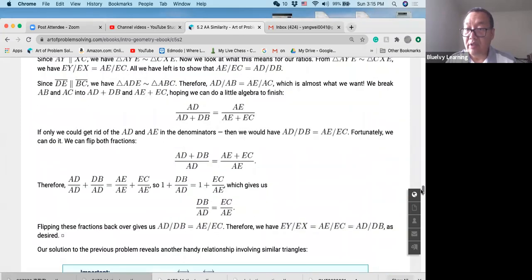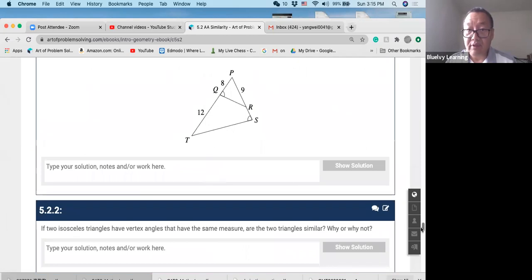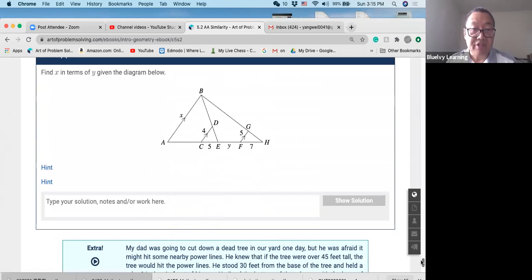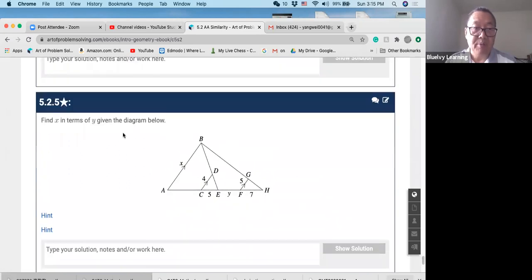Now let's see. In this section we have the last problem. This one has a star here, which means this one is a little bit harder. Now let everybody try this problem, if you can solve this one. Find x in terms of y, given the diagram below.